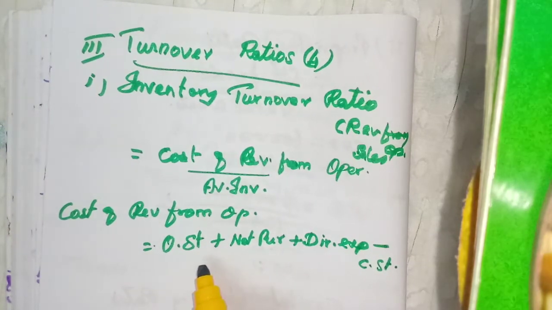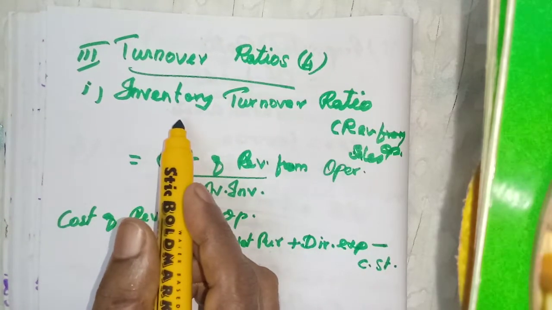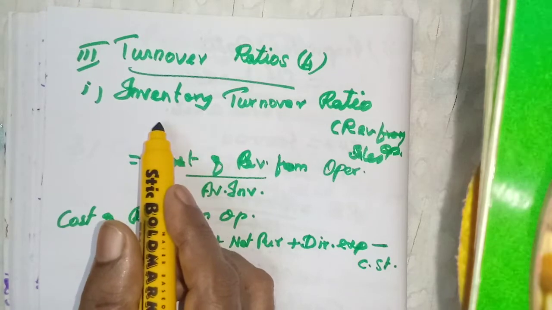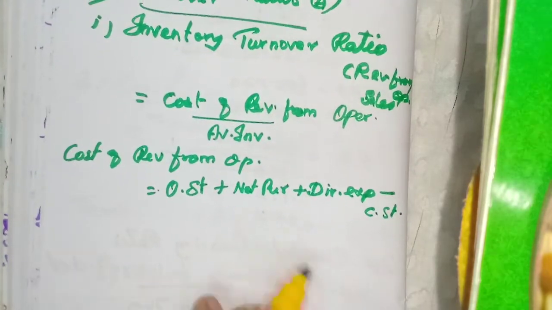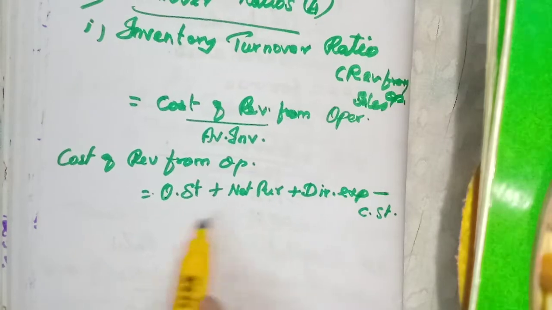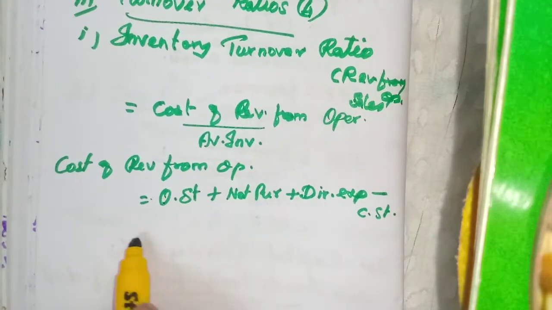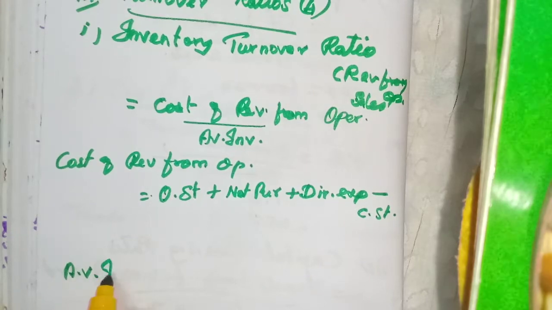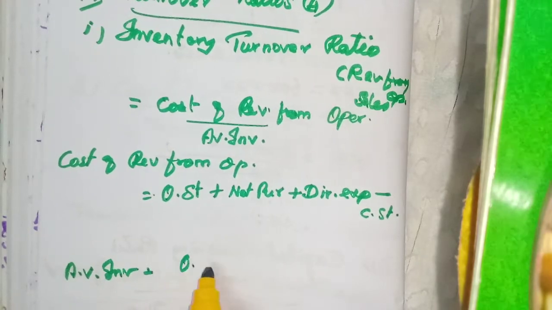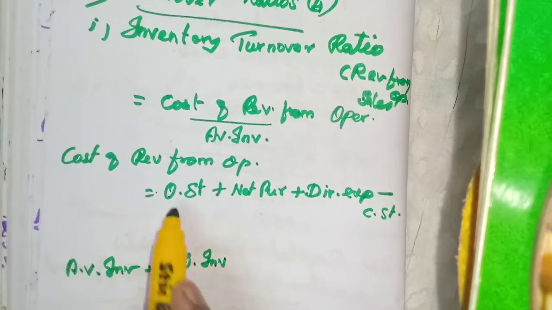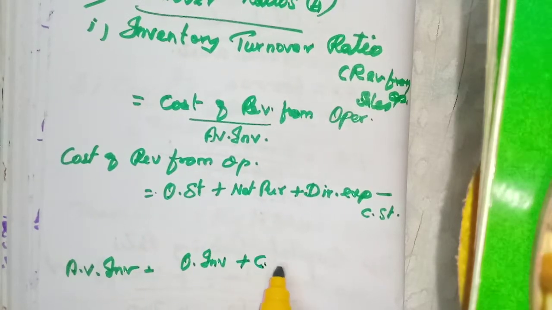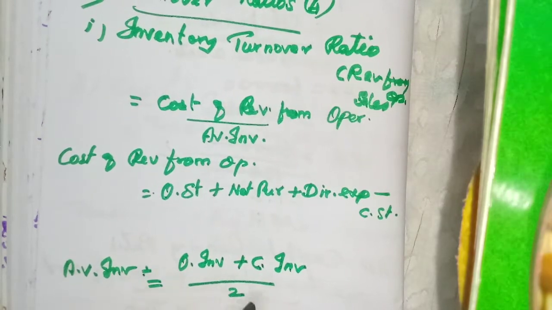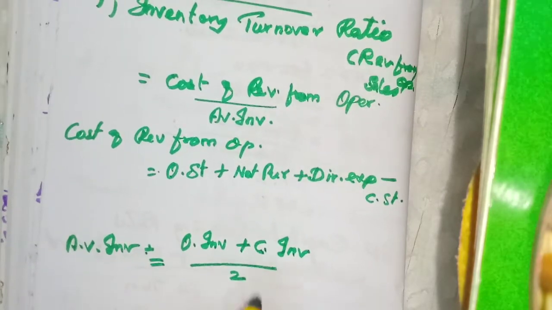Here that word is changed. Before, we studied stock turnover ratio; now they have changed the word stock into inventory. So opening inventory, closing inventory. Average inventory means opening inventory plus closing inventory divided by 2. Then we will get the average inventory.